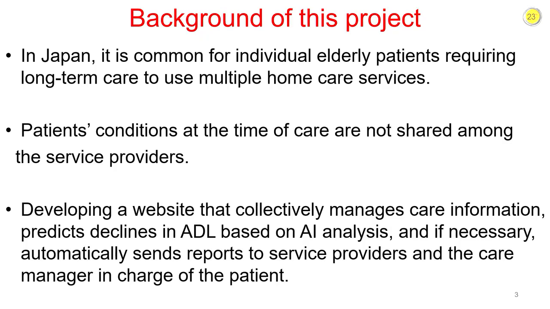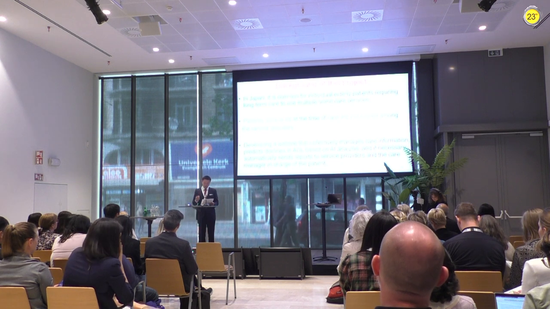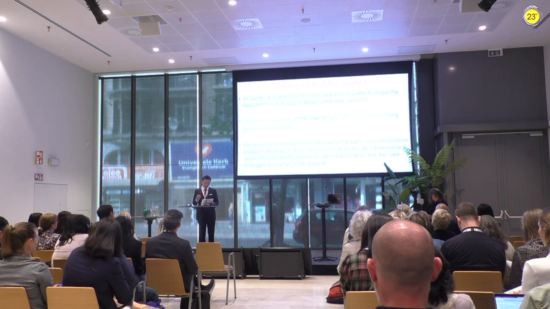First, let me discuss the background of this study. In Japan, it is common for an individual elderly patient requiring long-term care to use multiple home care services. Patients' conditions at the time of care are not shared among the service providers. We are developing a website that collectively manages care information, predicts decline in activities of daily living, or ADL, based on AI analysis, and if necessary, automatically sends a report to service providers and the care manager in charge of the patient.